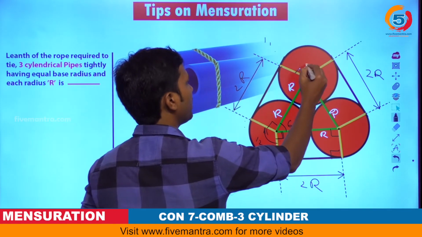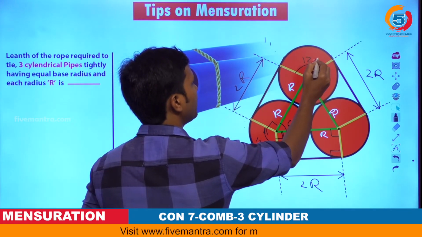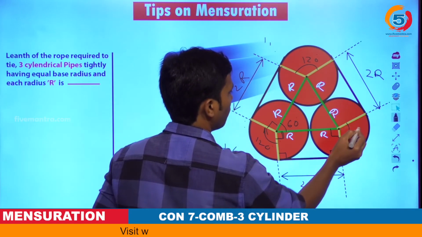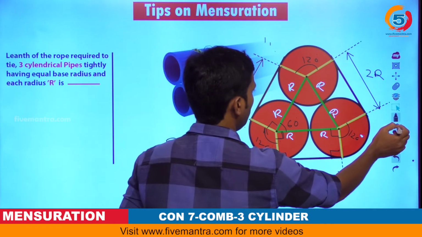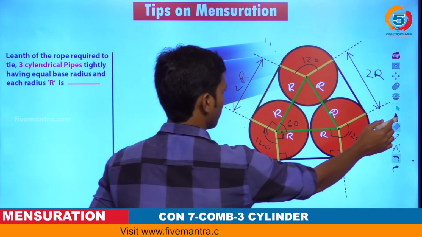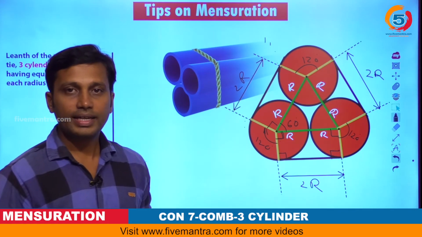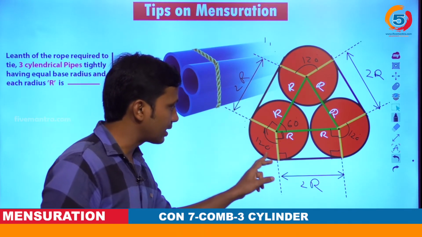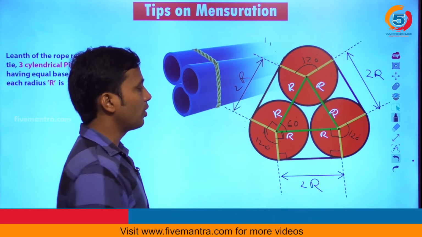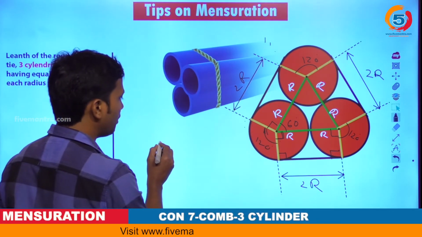So here also the angle would be 120 degrees, and here also the angle would be 120 degrees. So now let us find out the length of this arc, which is the curved portion of the rope. What is the length of the arc, or curved part of the rope?